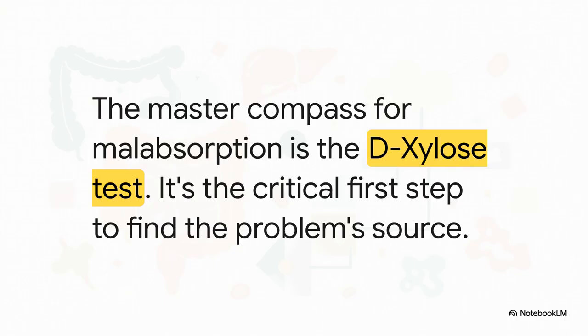So, you've got this chaos. How do you navigate it? Well, we have a master compass, and that compass is the D-Xylose test. This is the critical first step. It lets us figure out if we're dealing with a problem with the intestinal wall itself, or if it's a problem with the pancreatic juice, the enzymes that do all the heavy lifting for digestion.